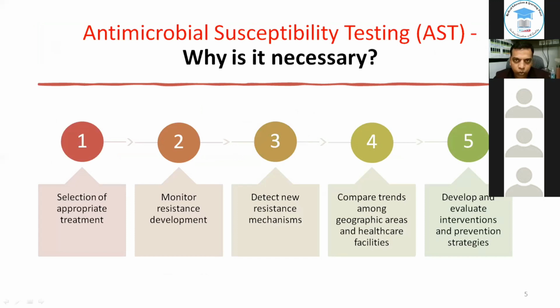Before we proceed to how to interpret the antimicrobial susceptibility testing, let us understand why it is necessary to do antimicrobial susceptibility testing. In short, it helps us in the selection of the right antibiotic or the right antimicrobial against that particular organism. Second, it helps us to monitor the development of resistance.